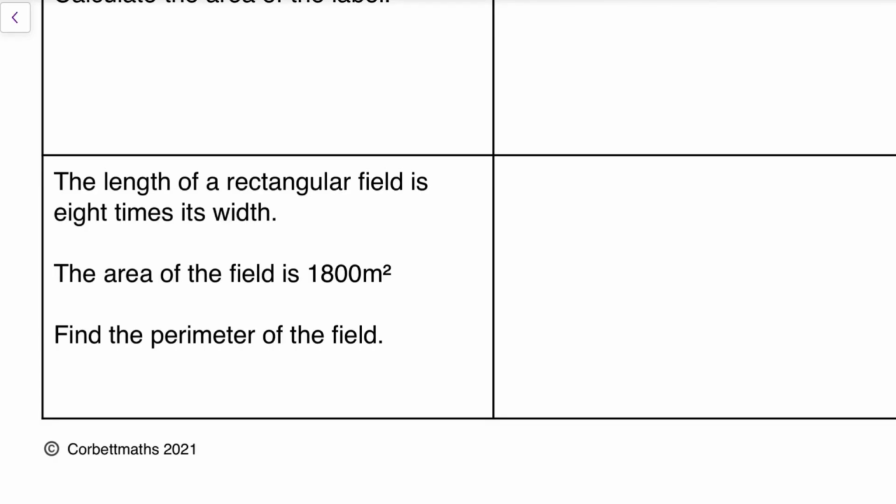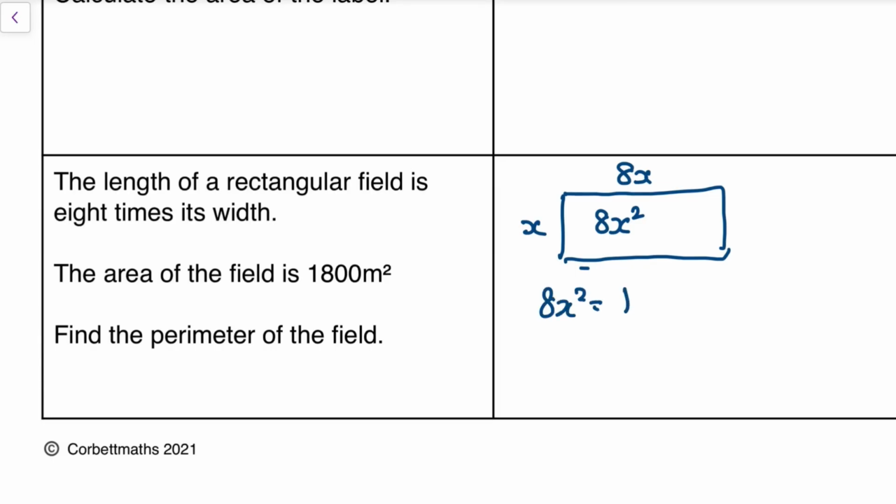The length of a rectangular field is 8 times its width. Calculate the perimeter. Clever. Right, okay. So here's my rectangular field, and let's set this up. What do I want? I want the perimeter. So the length of a rectangular field is 8 times its width. So if that's x, which is its width, its length is 8x, which means the area is 8x squared, and I therefore know that 8x squared is equal to 1800, which means that x squared is equal to 1800 over 8, which is 225. And I do know the square root of 225 is exactly 15, so therefore x is equal to 15, which is not my answer because I need the perimeter.